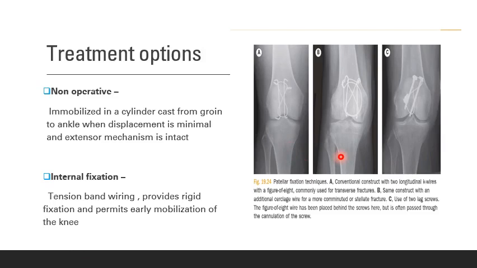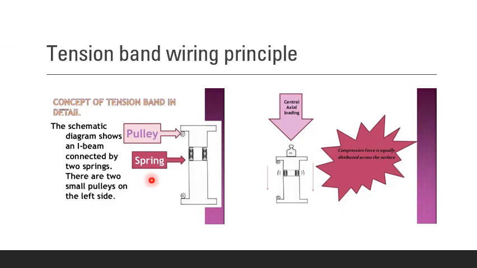X-ray B shows TBW with additional encirclage wire. X-ray C shows TBW with CC screw instead of K wires and figure of 8. Tension band wiring principle can be explained by using this schematic diagram.